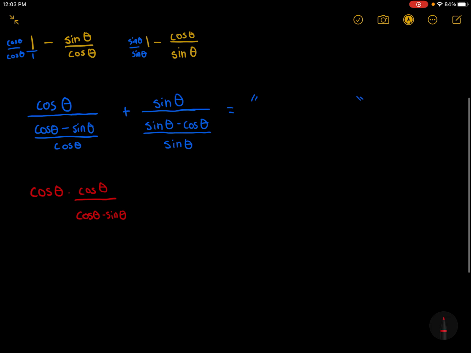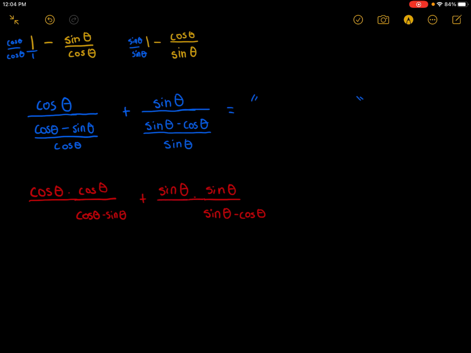And then we would have plus, so we make this a whole thing. So then we're going to have plus sine theta times sine theta over sine theta minus cosine theta. And when we simplify, this is all going to be one thing. We're going to get that equals the same thing.